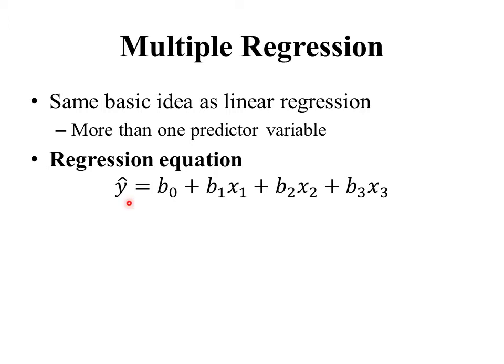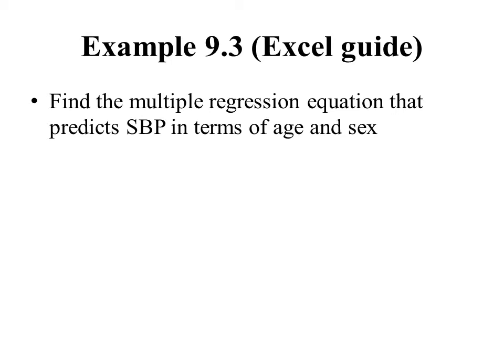So we're going to have our response variable equals a constant plus another constant times our first predictor variable plus another constant times our second predictor variable plus another constant times our third predictor variable plus so on and so forth. So one term for each predictor variable. And so to illustrate this idea, let's look at example 9.3 from the Excel guide.